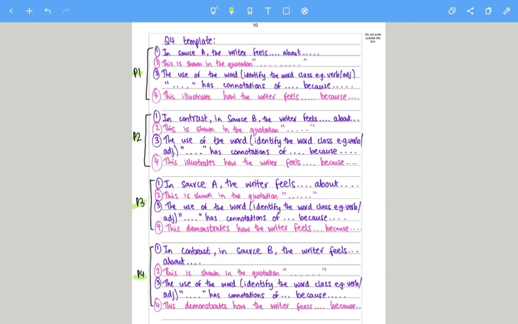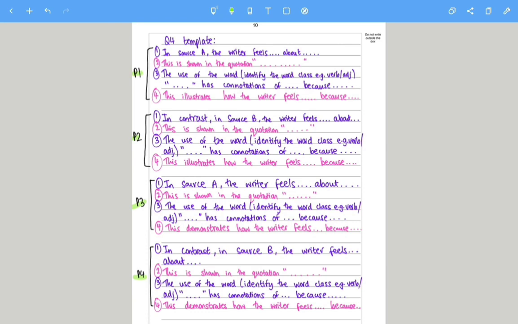So let's go over the first paragraph. You may begin something like, in source A, the writer feels ... about ... So you'll fill in the gap. And then after your topic sentence, you need to show a relevant quotation to support your idea. And then following that, number 3, you have to pick out a particular word. The use of the word, for example, that could be a verb or an adjective, or that could even be a technique. So the use of the emotive language, and then you put the quote in there and tell us what the connotations are of that word or that phrase, and tell us the meaning behind it.